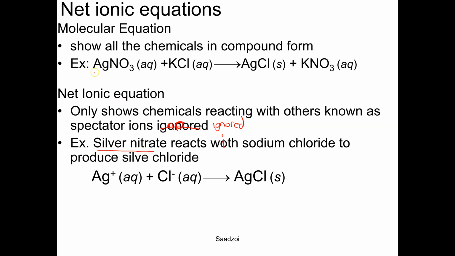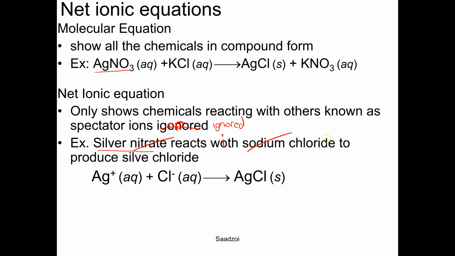All right, so you have silver nitrate. So that's up here. That's what silver nitrate looks like. Reacts with sodium chloride. Here's potassium chloride, but it doesn't really matter, to produce silver chloride. So what we did, we got rid of what's called the spectators. What are spectators? These are not involved in the reaction. We know nitrates are always soluble, so get rid of it. Sodium is group 1. That's always soluble. Get rid of it. So what are we left with?